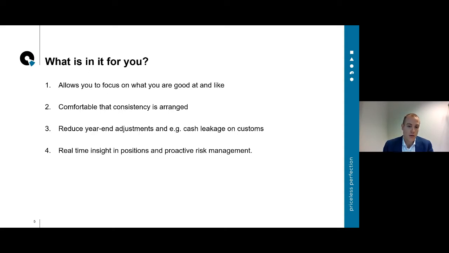You can be comfortable also that consistency is arranged, and you, in that sense, also avoid the risk of human error and Excel hero dependency. You also reduce year-end adjustments, for example, cash leakage on customs, and you obtain real-time insight in positions, which basically enables you to proactively manage risks.